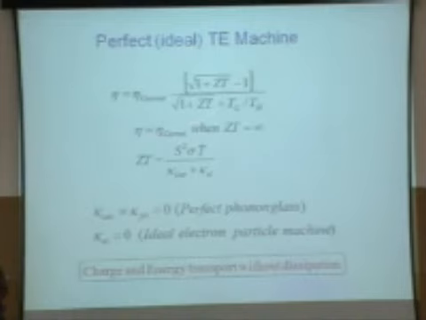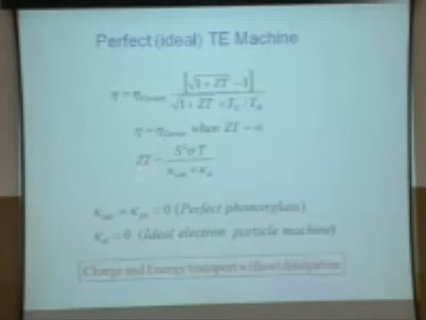Okay, so let's talk a little bit about what a perfect machine is. That's a very simple idea. I have eta is eta Carnot times this. So ZT is infinite, as I said. If I make ZT infinity, then this becomes 1. So what is the ZT?